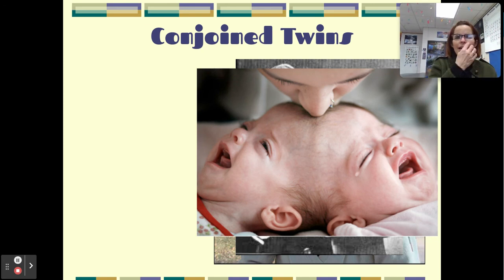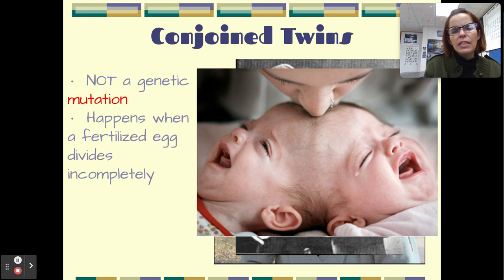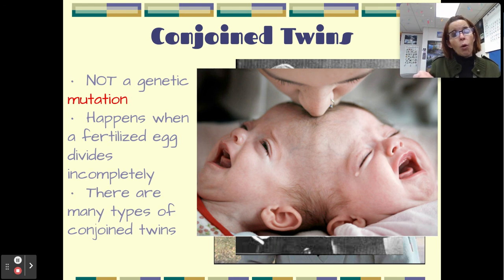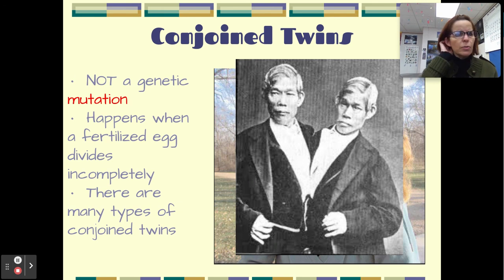All right, this last one, it's not actually on your notes. Students often ask me about this. Conjoined twins, it's not actually due to a mutation. It happens when a fertilized egg divides incompletely, or if two babies as eggs, so two fertilized eggs, land on top of each other and then start growing together. There's many different types of conjoined twins.